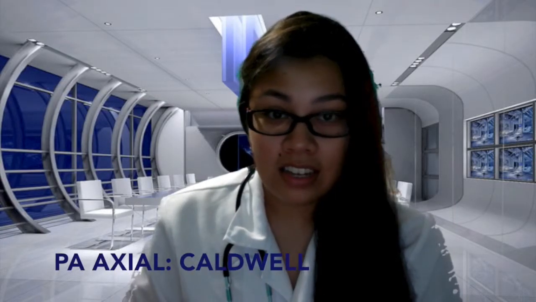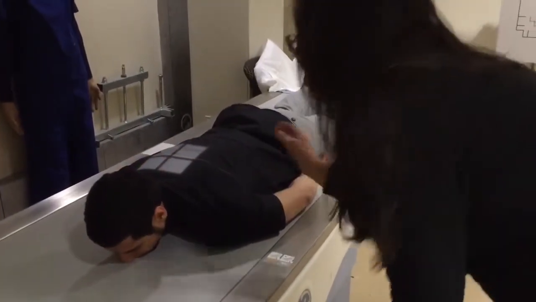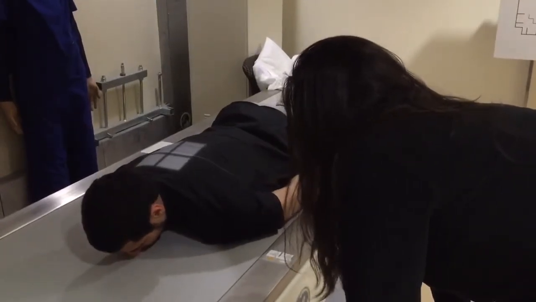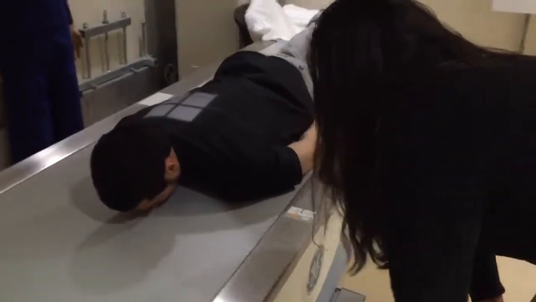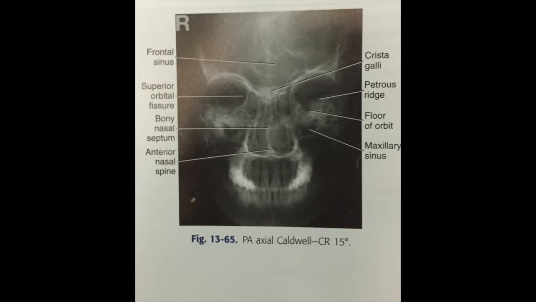For this projection, using the same techniques, we're having the patient's nose and forehead rest against the tabletop, and you're going to tuck the chin, bringing the OML perpendicular to the IR. Make sure to align the mid-sagittal plane perpendicular to the IR to ensure no rotation or tilt of the head. The CR will be angled 15 degrees caudad to exit at the nasion. And if the area of interest is the orbital floors, we would use a 30-degree caudad angle to project the petrous ridges below the inferior orbital margin.